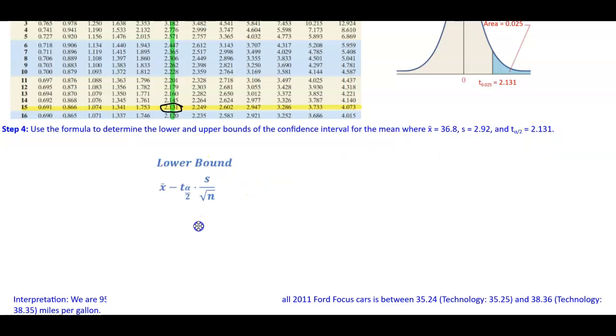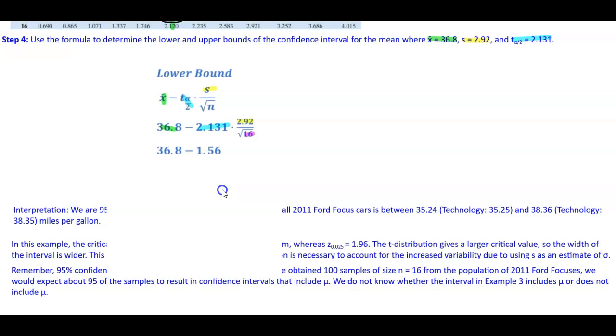So let's take a look at the lower bound. Okay, what do we know again about the sample mean? Well, we know it's 36.8. The sample standard deviation is 2.92, so we know that s represents 2.92. And we know that the critical t-value is 2.131. And then we know that the sample size is 16. So let's go ahead and do that.